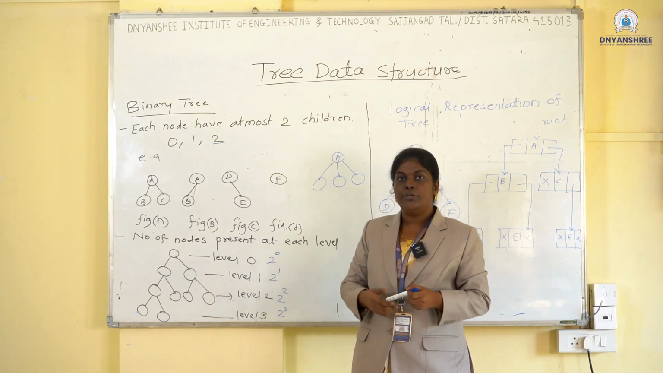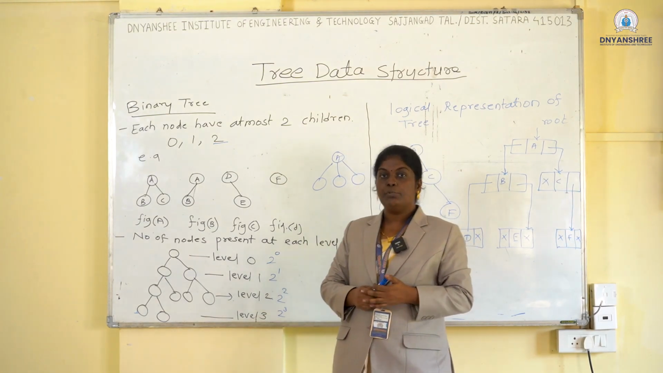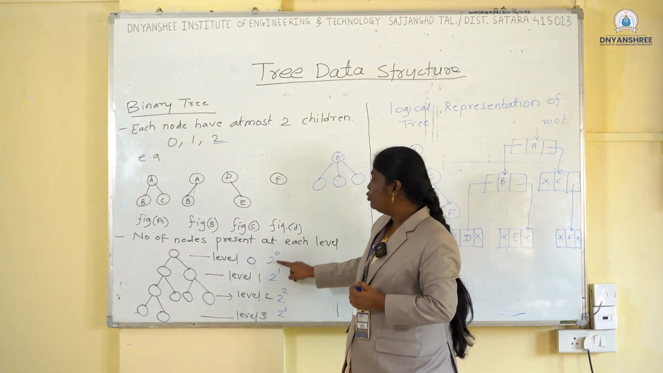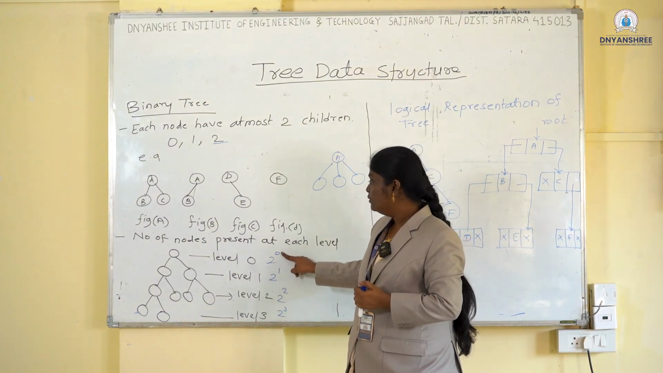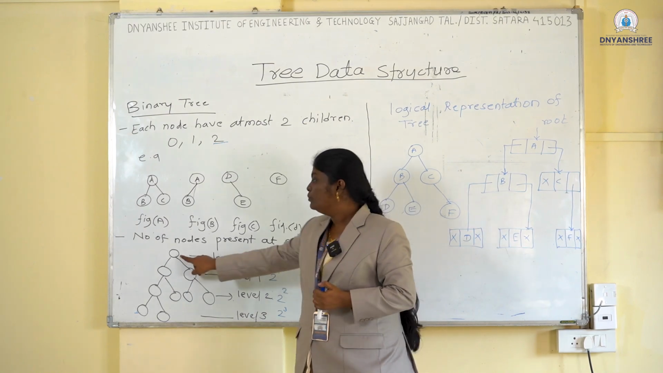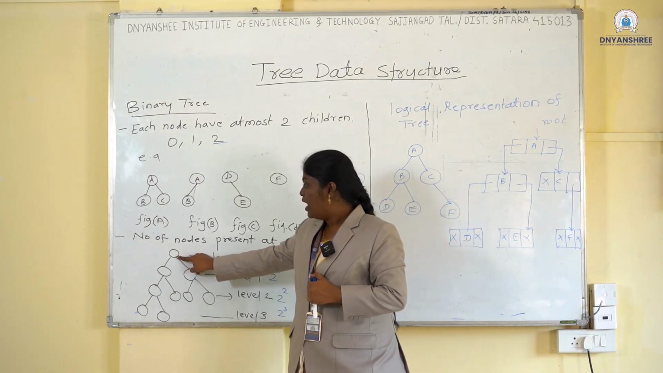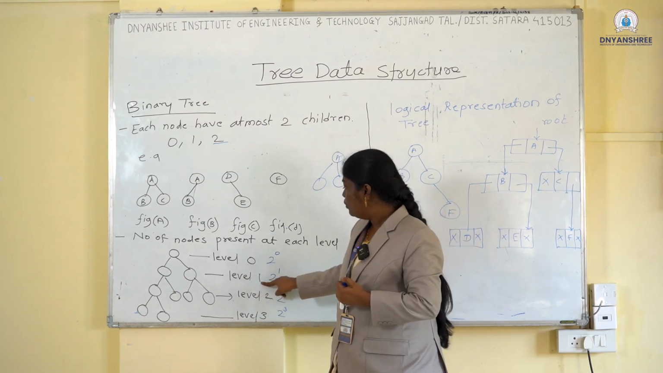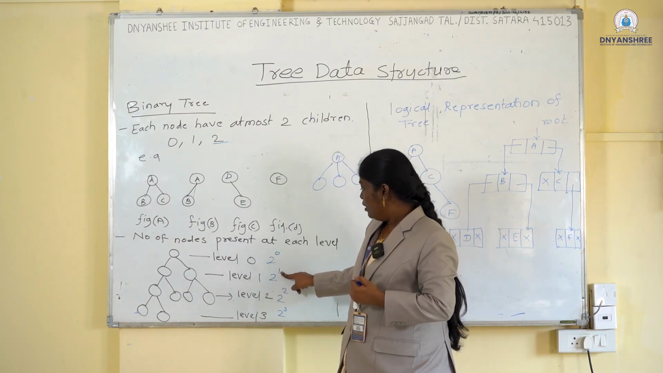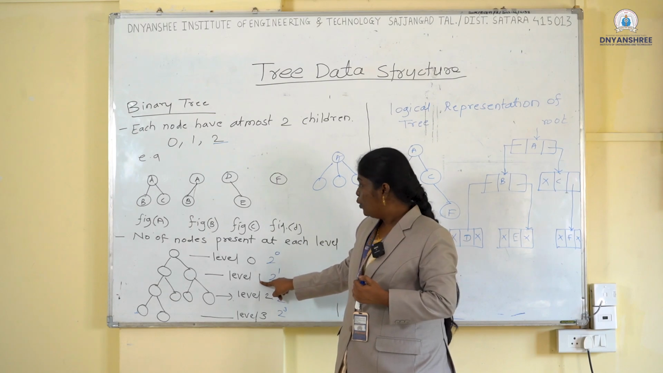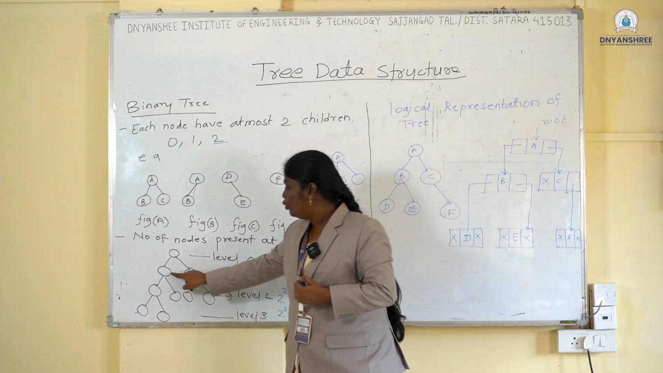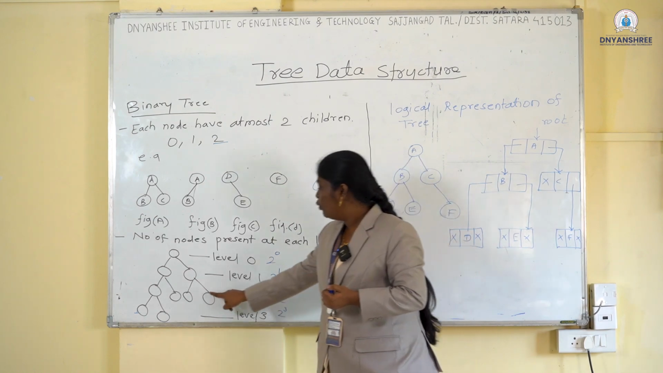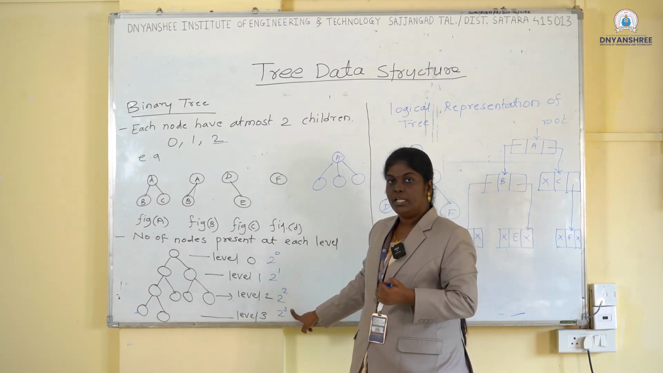So here we can find out the maximum number of nodes allowed. It is 2 raised to 0, so it is 1. At level 0, the maximum number of nodes is 1. Then 2 raised to 1, the value is 2, so at level 1 a maximum of 2 nodes are allowed. Similarly, 2 raised to 2 at level 2 gives 4, and 2 raised to 3 gives 8.